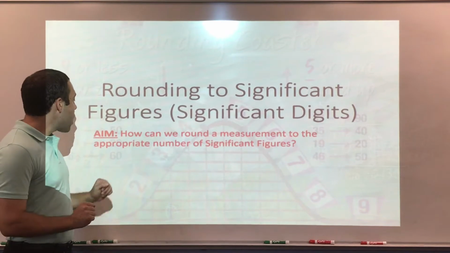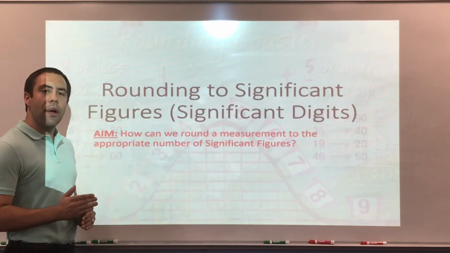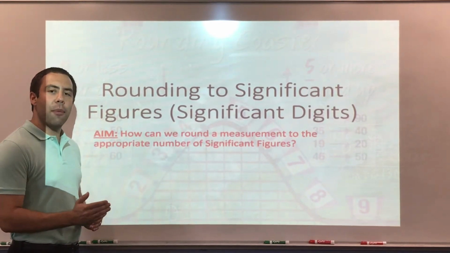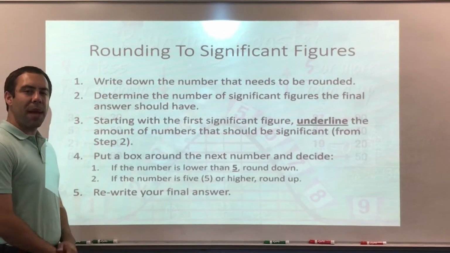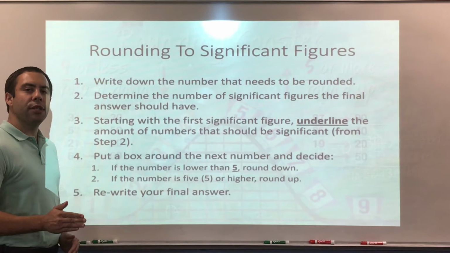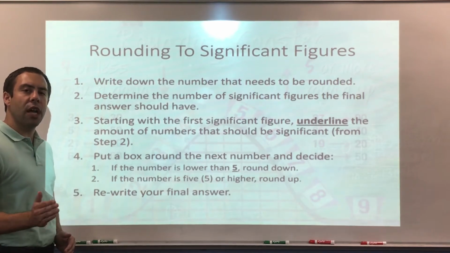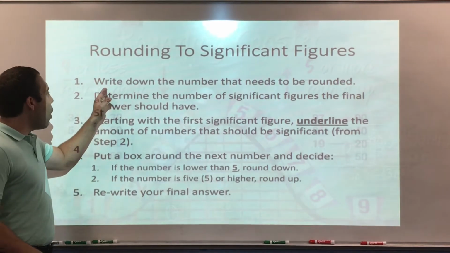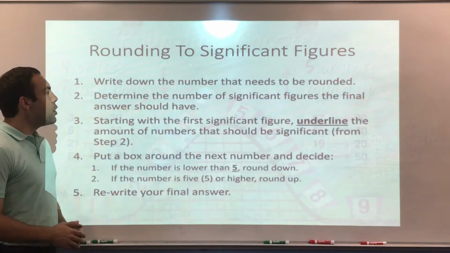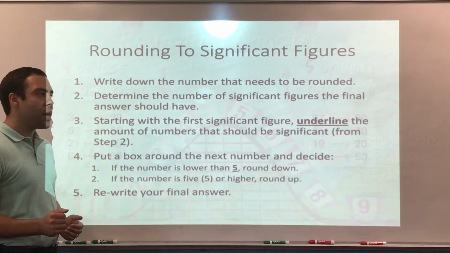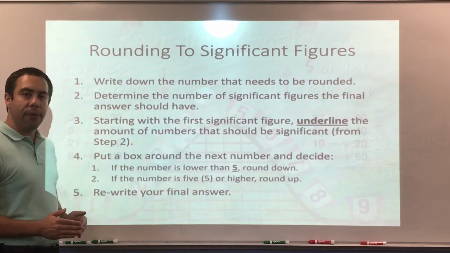Our aim for today is, how can we round a measurement to the appropriate number of significant figures? Here are some steps to follow to make rounding to the appropriate number of significant figures a little bit easier. Step 1, write down the number that needs to be rounded. Step 2, determine the number of significant figures that the final answer should have.